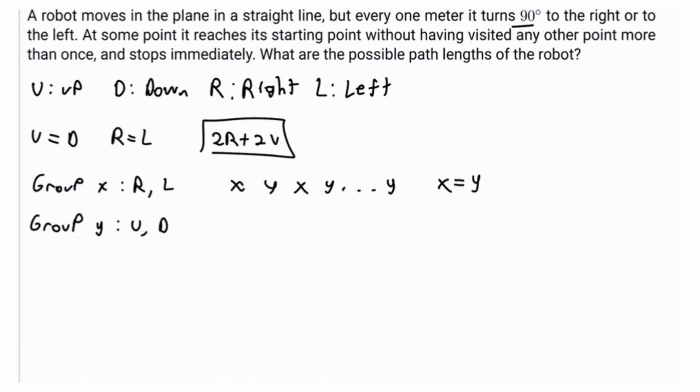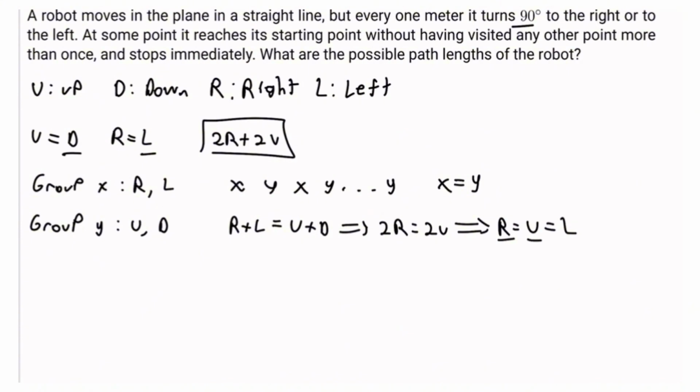But we know that X is R plus L, and it equals up plus down. Replacing left equals right and down equals up, we get 2 right equals 2 up. It follows that right equals up, but right also equals left, so up equals left, and up equals down, which means left also equals down. So from here we arrive at the conclusion that 4 divides the length.